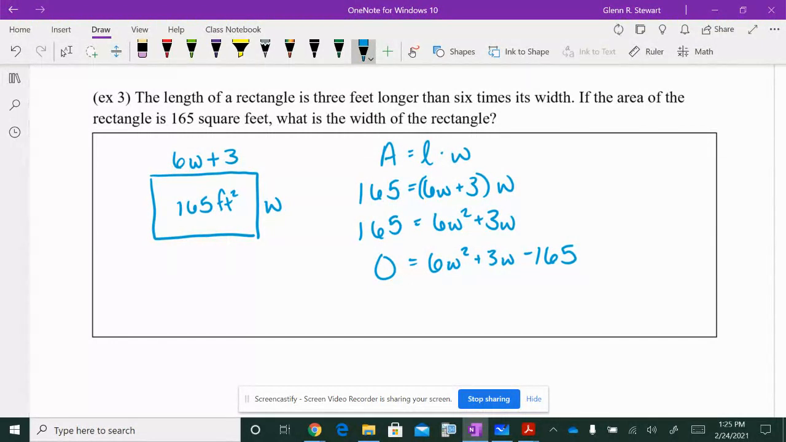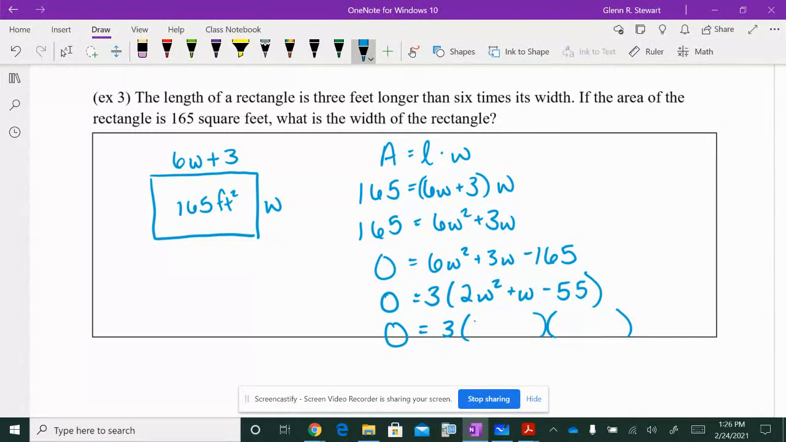6 and 3 are divisible by 3, so let's figure out if 165 is as well. Turns out that it does look good. So 3 times 2W squared plus W minus 55. And then from here, we've got to find out what's going to multiply to give us negative 110 and add to give us a positive W. We look at some of those factors, we're probably going to end up with an 11 and a 5 just because of how the 55 runs.